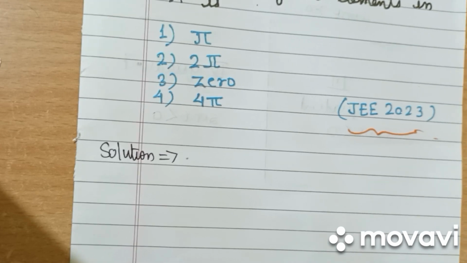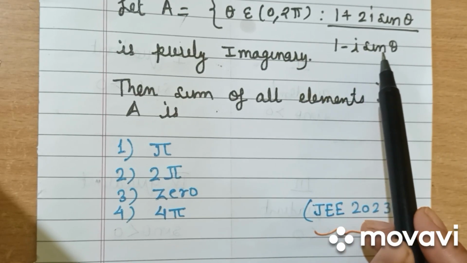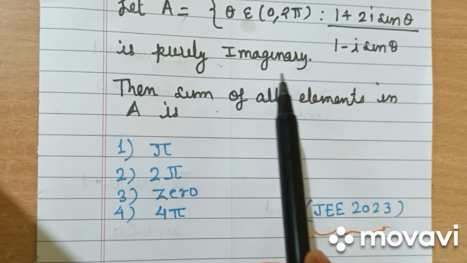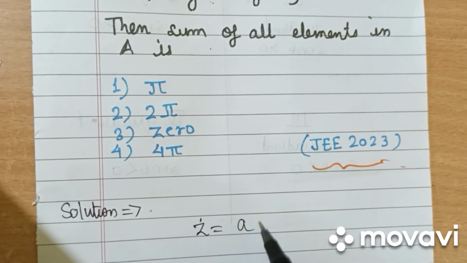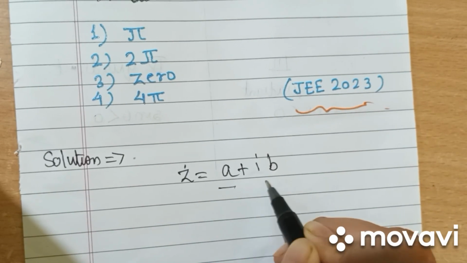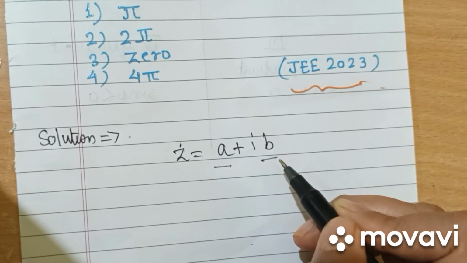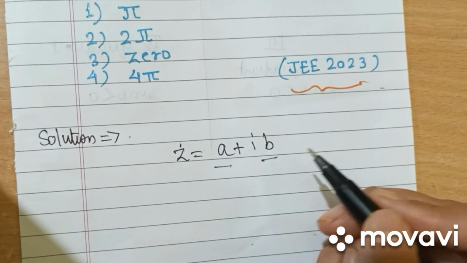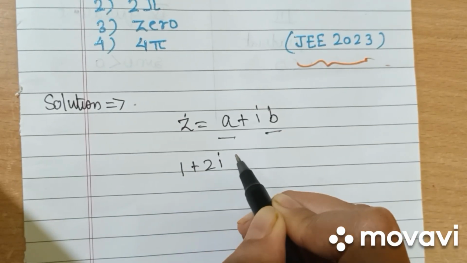First, let's understand what is given in A. This condition is satisfied, and all the elements in A are purely imaginary. For any complex number denoted by z equal to a + ib, a is the real part and b is the imaginary part. In the question we have been given that this is purely imaginary, so we will see how to find it.